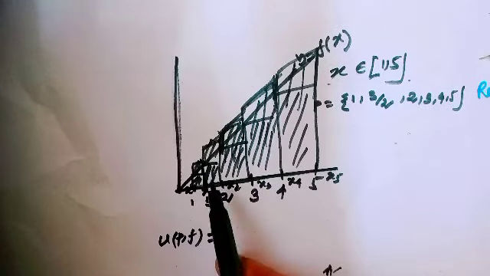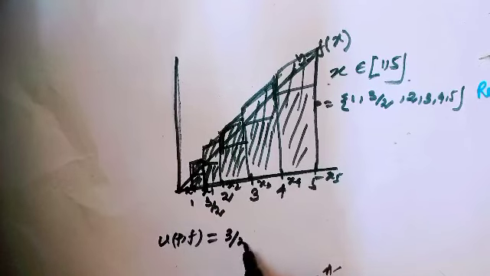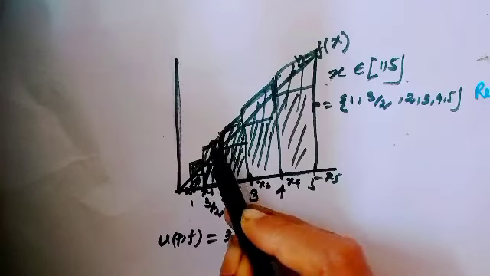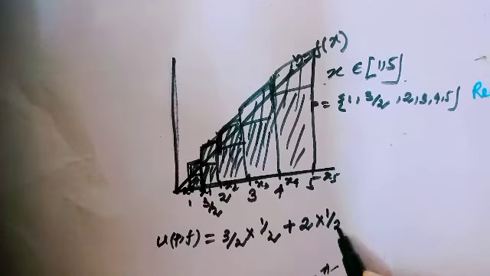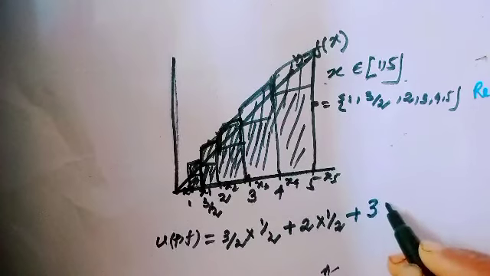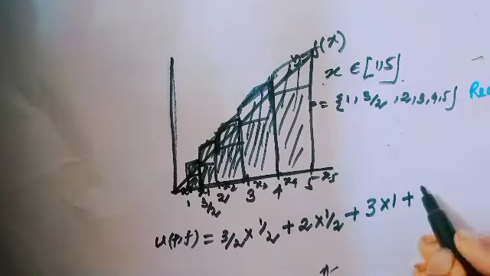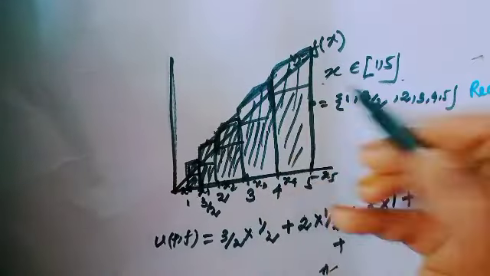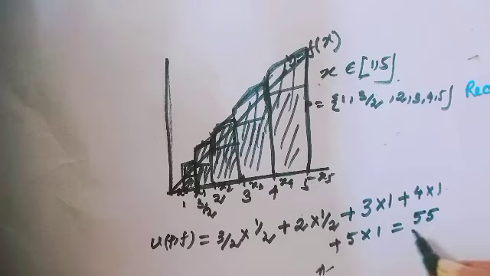UPF would be here: for the first rectangle, the height would be 3 over 2 and the base would be half, plus for the second rectangle, notice here the height is 2 and the base is half, plus for the third rectangle, here the height would be 3 times 1, plus for the fourth rectangle, here the height would be 4 times 1, plus for the fifth rectangle, here the height would be 5 times 1. Okay? This value is equal to 55 over 4.